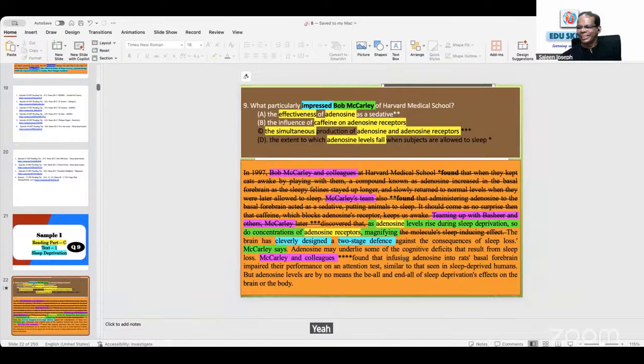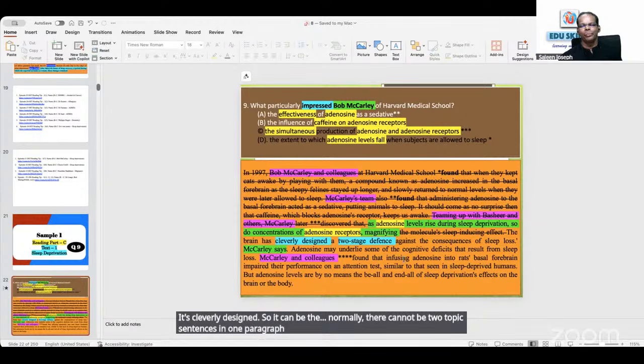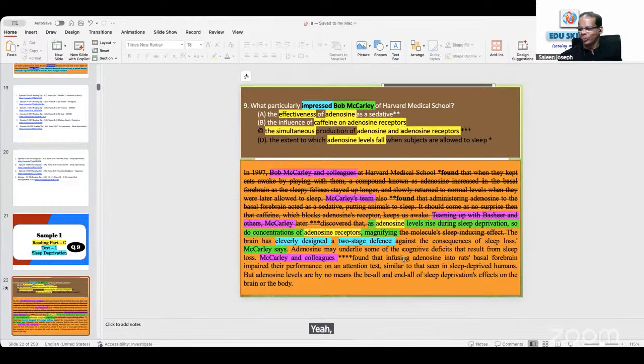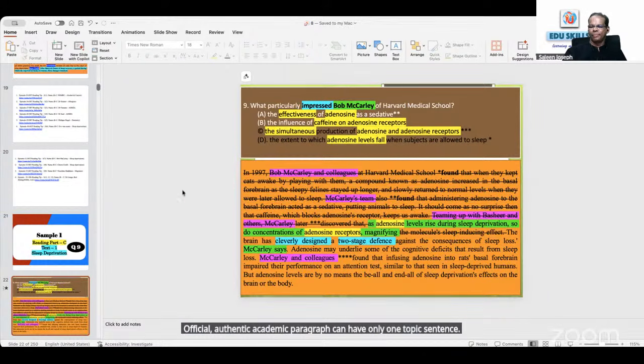So it can never be that. Normally, there cannot be two topic sentences in one paragraph. Then it is called two paragraphs. You have to cut it in two. It can never be. An official, authentic academic paragraph can have only one topic sentence. Is that clear? Yes, clear.